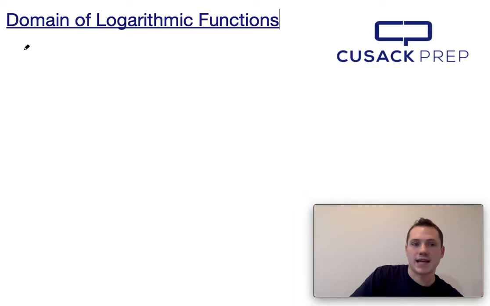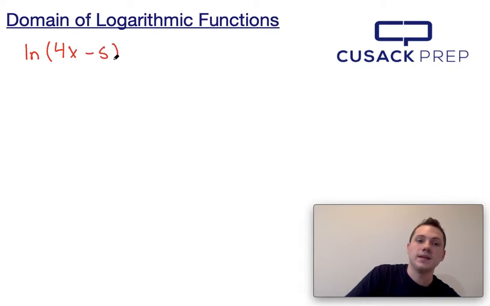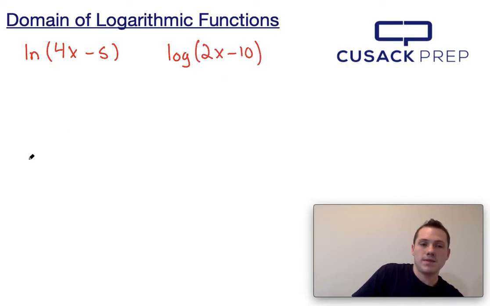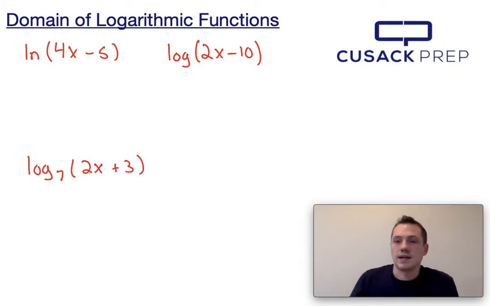It doesn't matter if it's an ln of something, so maybe it's like ln of 4x minus 5, or maybe it's your base log, which is log base 10, even though we don't always write it. Or maybe even it's something like log base 7 of 2x plus 3. Doesn't really matter which form it's in. Finding the domain is always the same.